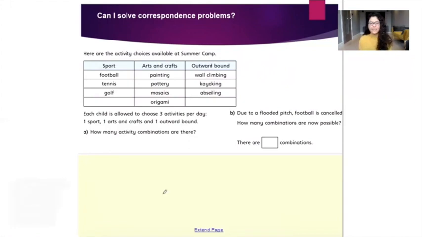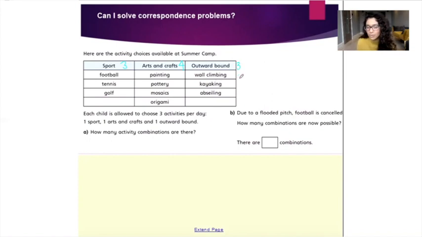Right, so let's do this together then. It says here that each child is allowed to choose 3 activities per day, 1 sport, 1 arts and crafts, and 1 outward bound. How many activity combinations are there? So I'm going to calculate how many sports are available. In total, it would be 3, football, tennis, and golf. So 3 altogether. I'm going to write 3 there. Arts and crafts, how many available? Painting, pottery, mosaics, origami. So that's 4 in total. And then outward bound, how many available? Wall climbing, kayaking, and abseiling.